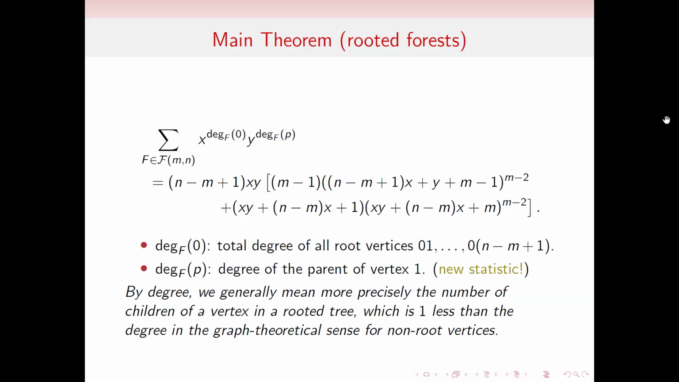And here we also prove that generating function we saw earlier directly in terms of trees. And then, as I said, the level set statistic will become the total degree of all the roots. And then the leading element statistic will become the degree of vertex 1. And here by degree, we mean the degree in the tree context.